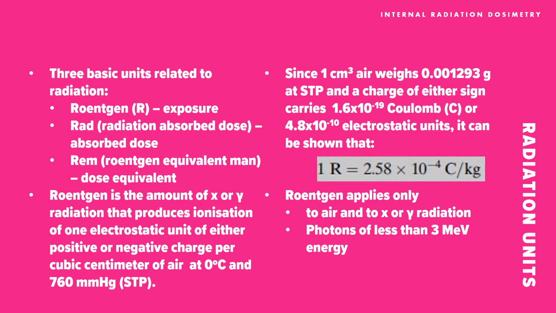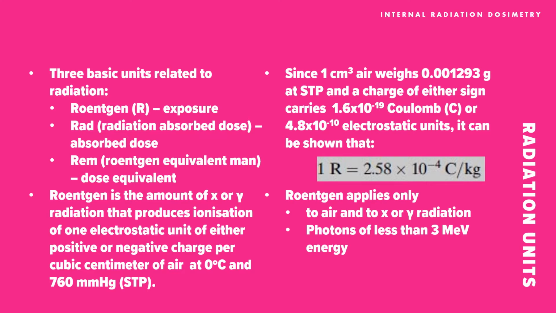If we look into the details of radiation units, we can divide them into three basic units. The first one is roentgen, the second one is RAD or rad, and the third one is REM. So roentgen is about exposure, while rad is about absorbed dose, and rem is about dose equivalent. If we look at the definition of roentgen, how exactly do we talk about exposure?